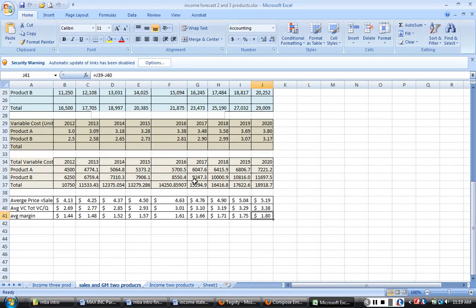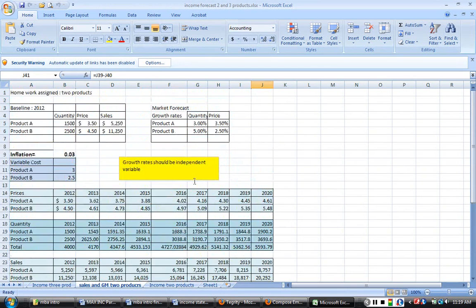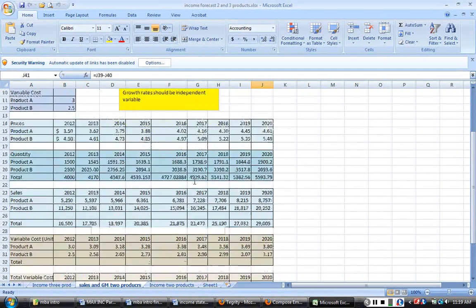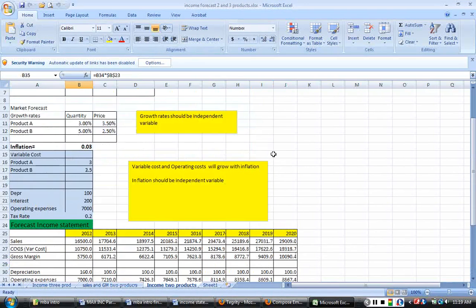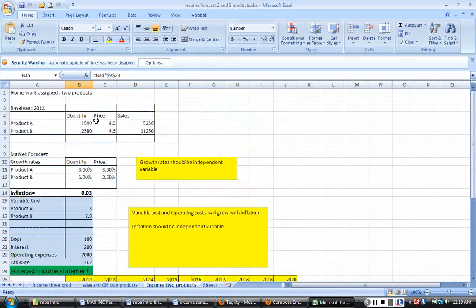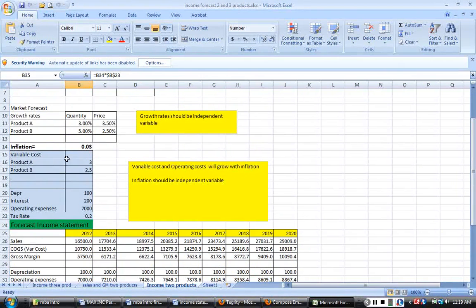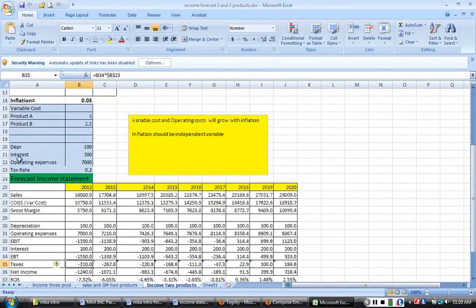Okay. Now that we have done the sales and the variable costs, the next thing we want to do is to look at other pieces of the income statement. So here I basically brought this information up so it is handy for us to look at. But the piece I want to focus on now is your depreciation, your interest, your operating expenses, and the tax rate. We need that information to now calculate the net income.